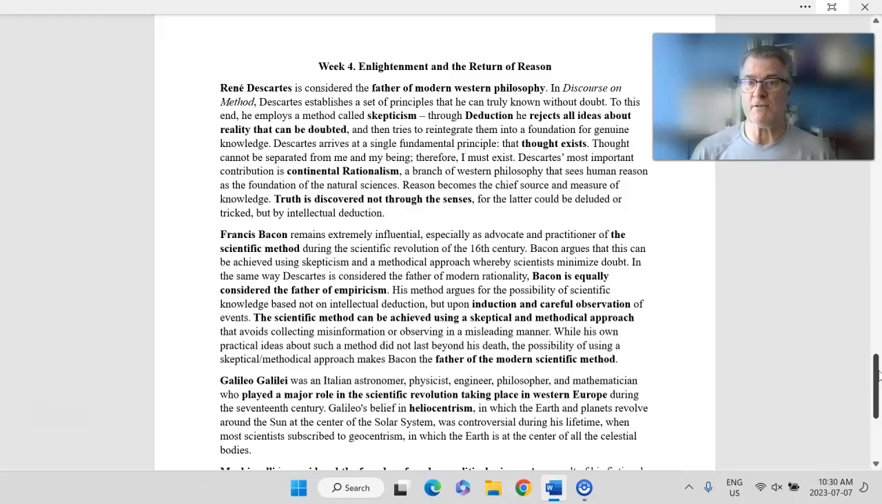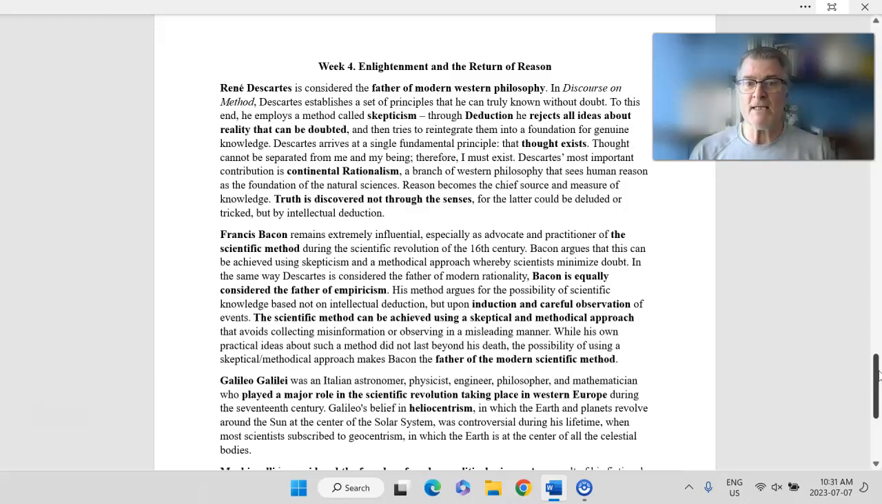Now, he also uses skepticism and a very methodical approach, but in the same way that Descartes is considered the father of modern rationality, Bacon is equally considered the father of empiricism, empirical thinking through the senses, resulting from the senses. So that's what Bacon does. He says, okay, my method argues for the possibility of scientific knowledge based not on intellectual deduction, which is the deduction that Descartes is famously trying to champion. But he says, no, induction, careful observation of the events.